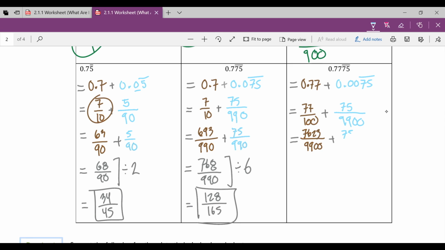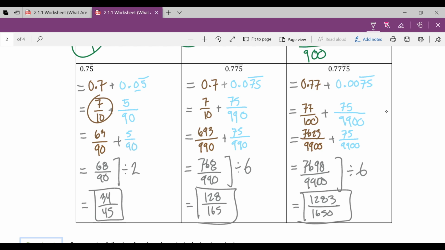Plus, and then there's no change to 75 over 9,900. And now once again, we can bring this home. When we add 7,698 to 75, we're going to get 7,698 divided by 9,900. And once again, using your divisibility rules or dividing by 2s and 3s and 4s or whatever you can, you should quickly find out that 6 is a common factor between the numerator and the denominator, which gives us a final answer of 1283 over 1650. Boom, just like that.